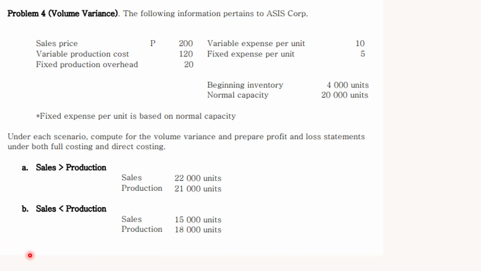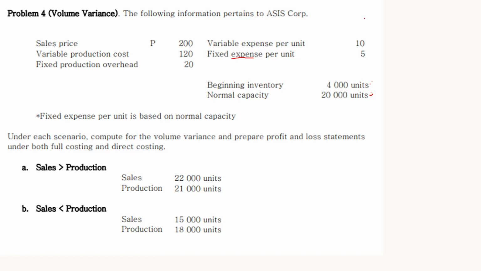Kakaiba, no? Bakit ginawang per unit yung fixed expense? Expense to, selling and admin to. You have a beginning inventory of 4,000 units. Normal capacity is 20,000 units. Okay. Now, you have to remember that under normal costing, pag silent yung problem, naka-normal costing tayo.